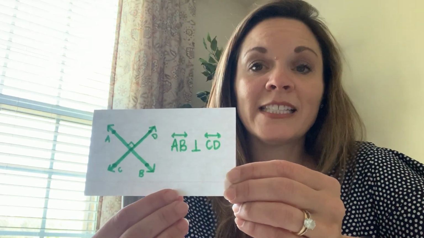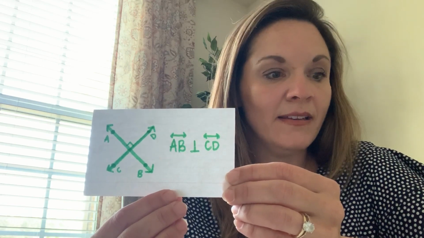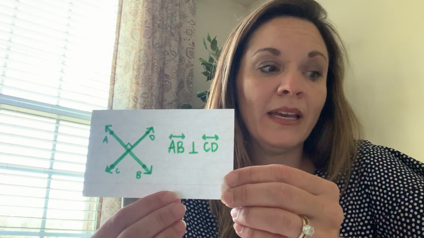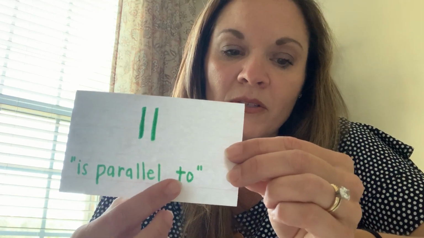Perpendicular lines are a special type of intersecting line that form right angles. They have exactly one point in common. This symbol is used to show parallel lines. We read it as is parallel to.